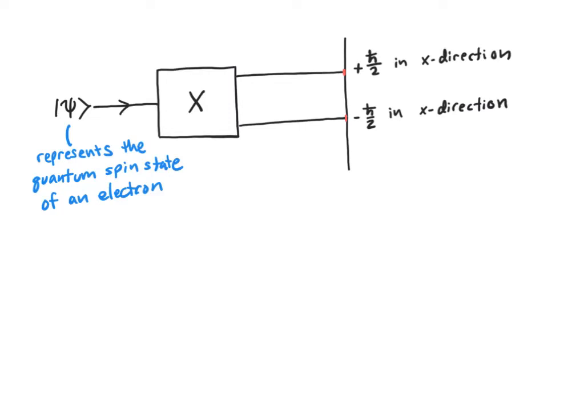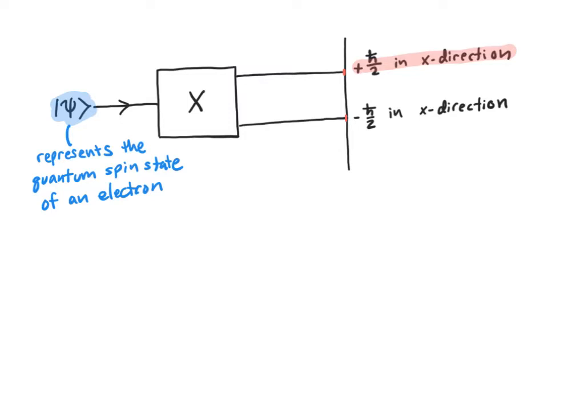Let's say we run this experiment. We send an electron through our Stern-Gerlach device, and we find a detection at the top position, which indicates that the particle has spin in the positive x direction. What does this tell us about the initial state of our particle psi? It doesn't tell us very much.